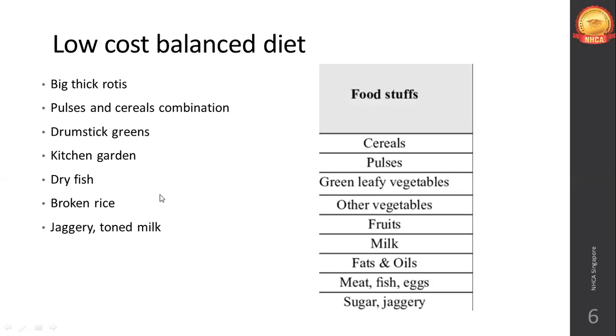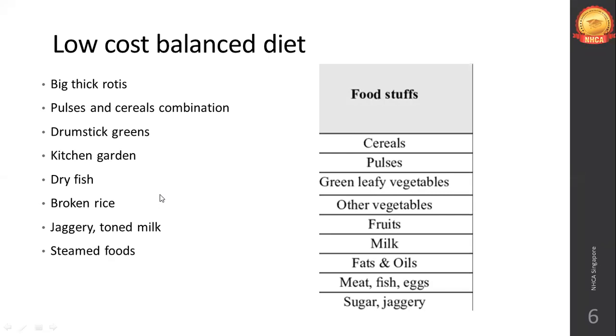And why have we mentioned jaggery here? Because it is rich in iron and other minerals. That is the reason we have mentioned jaggery here. Toned milk, which is low in fat, is again less expensive, but it can also give you all the nutrients except for fat. The nutrient quality will not decrease. The nutrient quality is the same in toned milk except for fat.